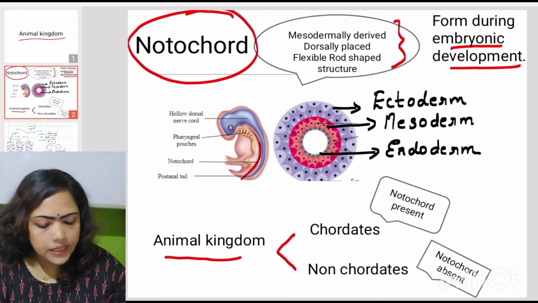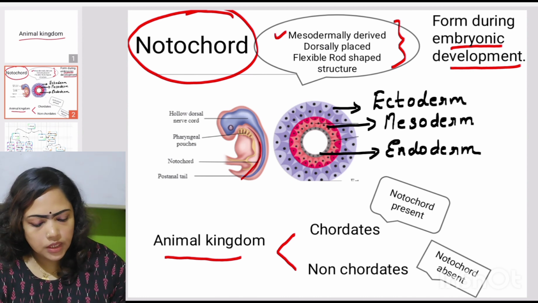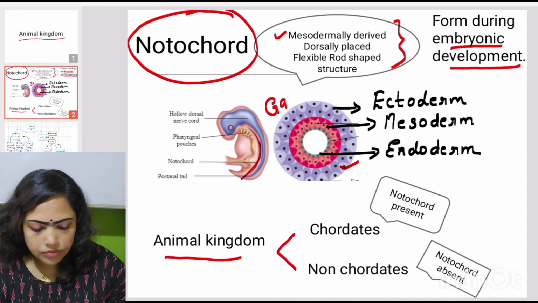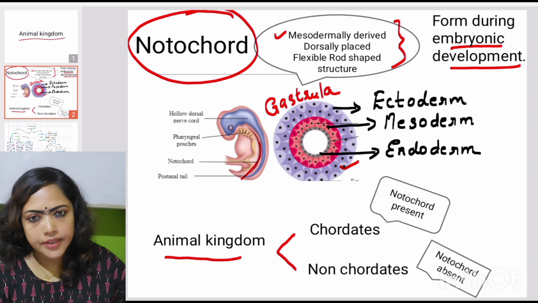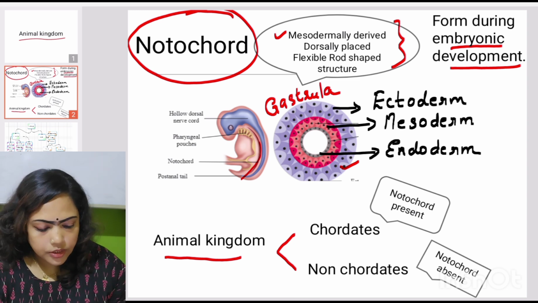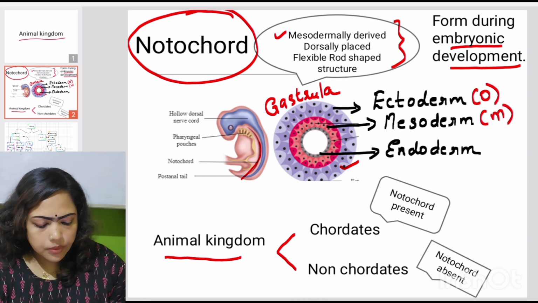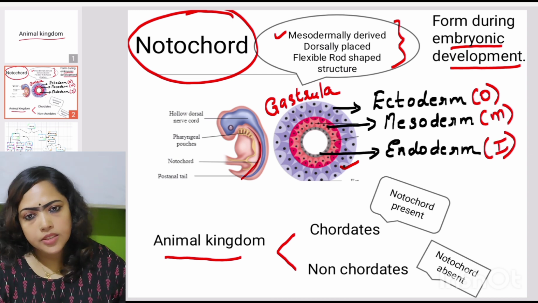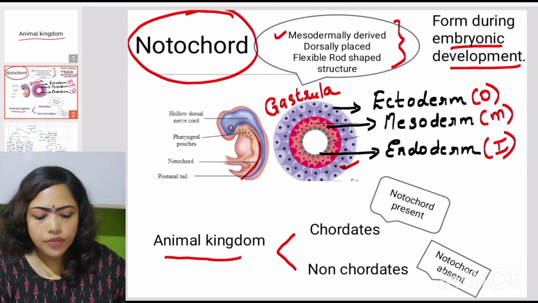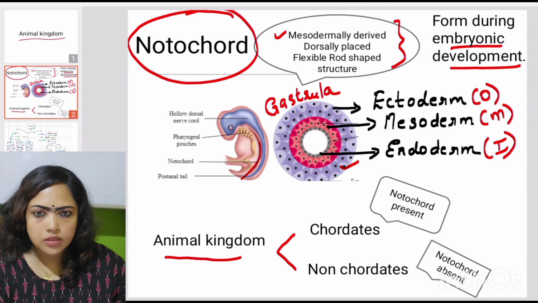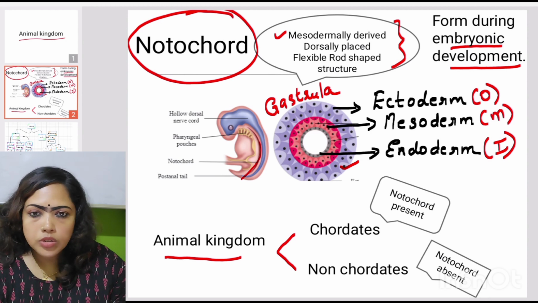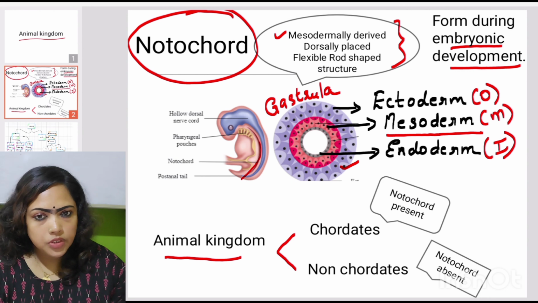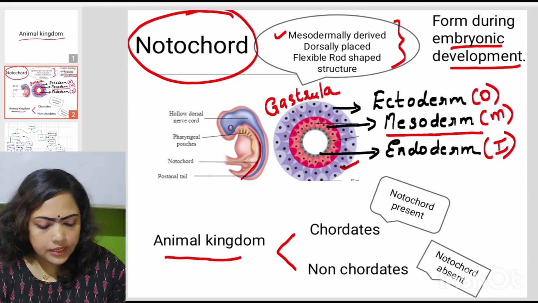One is mesodermally derived. What is this mesoderm? See this diagram. This is one of the embryonic stages called the gastrula, which is three layered. The layers are the outer ectoderm, the middle mesoderm, and the inner endoderm. These layers are called embryonic layers or germ layers. What is their significance? From these layers different organs are formed. And the notochord should derive from which germ layer? Mesoderm. So that is the first feature of the notochord. It is mesodermally derived. Clear?